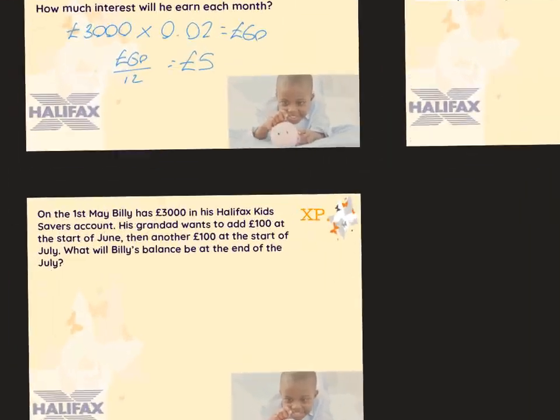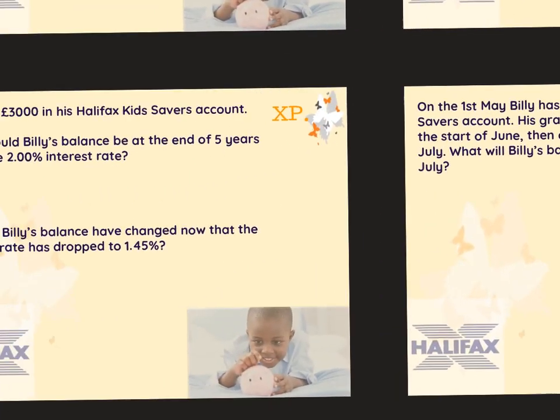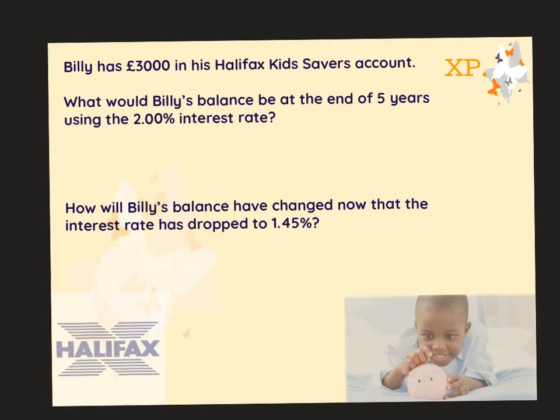Now, just the last couple of bits. Same again, he's got his £3,000 in his account. What would Billy's balance be at the end of 5 years using the 2% interest rate?